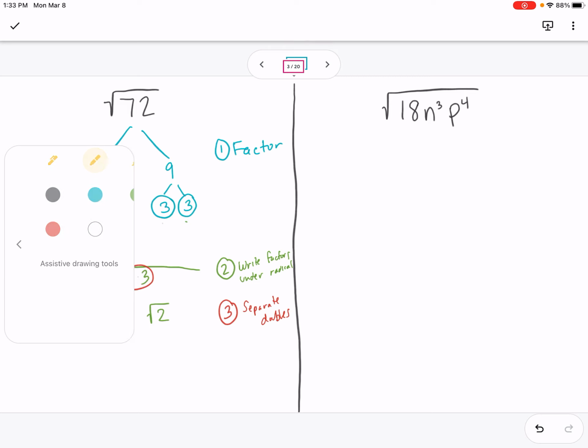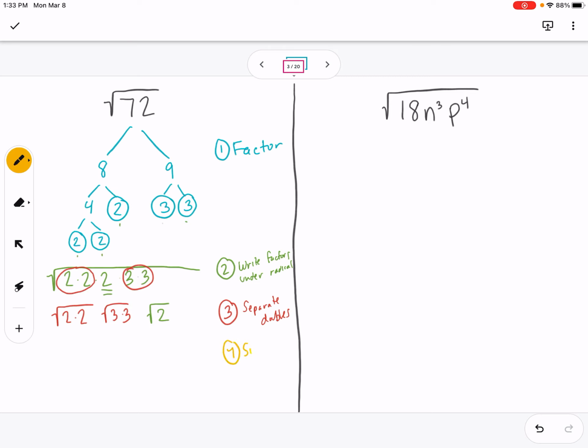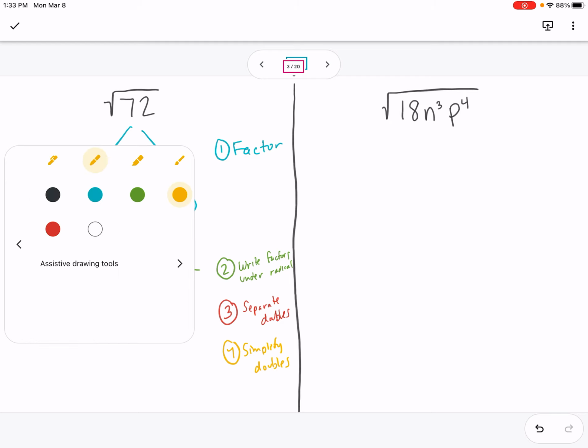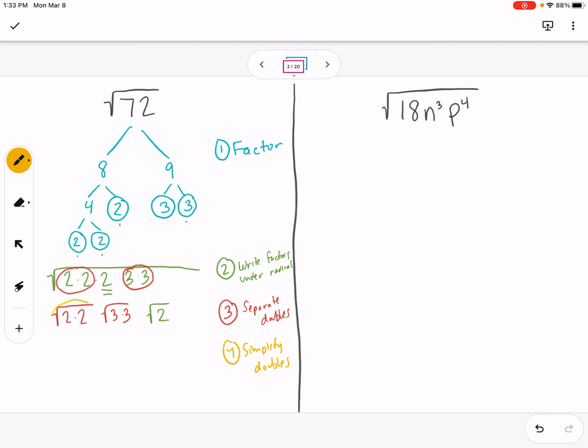Now the next thing I'm going to do is simplify the doubles. Only the doubles can be simplified, not the singles. So this double, what does this equal? Well, there's two ways to think about it. The first is that this is the same as 2 squared under the square root. Squared and square root cancel. So if I have something squared and something square rooted, they cancel each other out and I'm left with just 2.